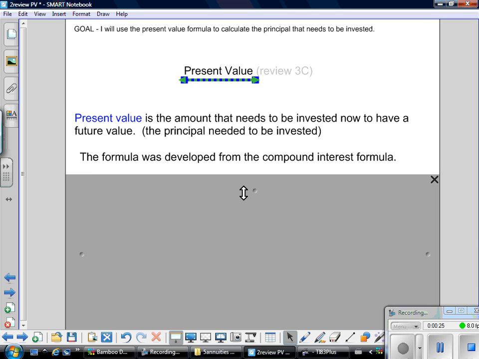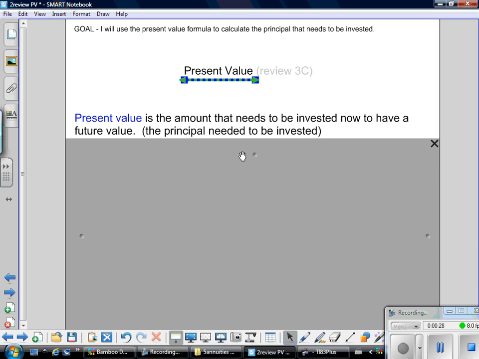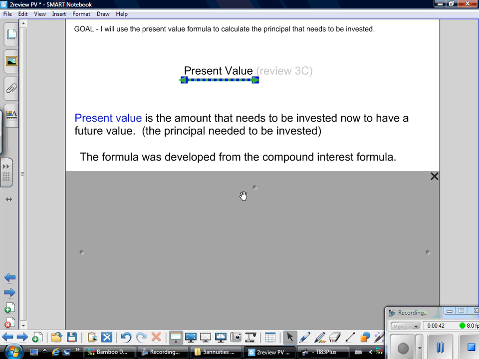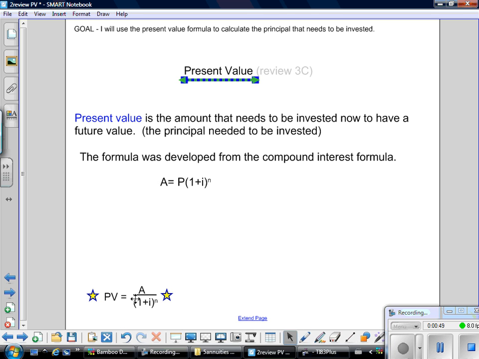So first of all, the present value is the amount that needs to be invested now, to have a future value. In other words, I want to know the principal that I need to invest. So I'm just going to quickly look at how the formula was developed from the original compound interest formula. This is our starting place, and you can see that I want to get down to where these stars are, this other formula.